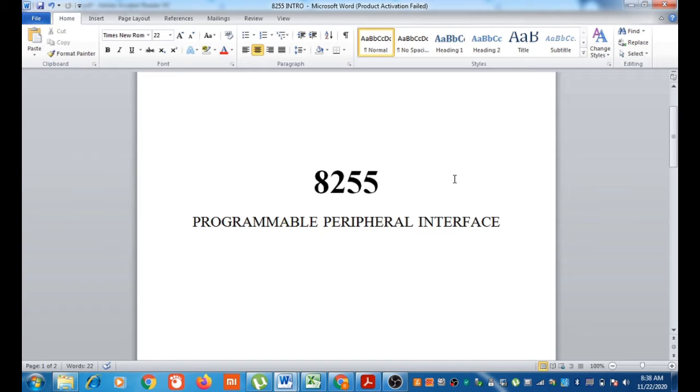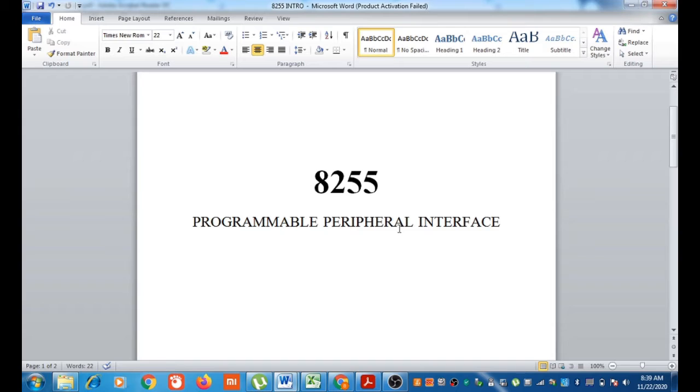Programmable Peripheral Interface. This is an IC which will help you to interface I/O devices with 8086. In the previous videos, I have explained that you need a buffer to interface an input device and a latch to interface an output device. This IC 8255 will make your interfacing job easy.